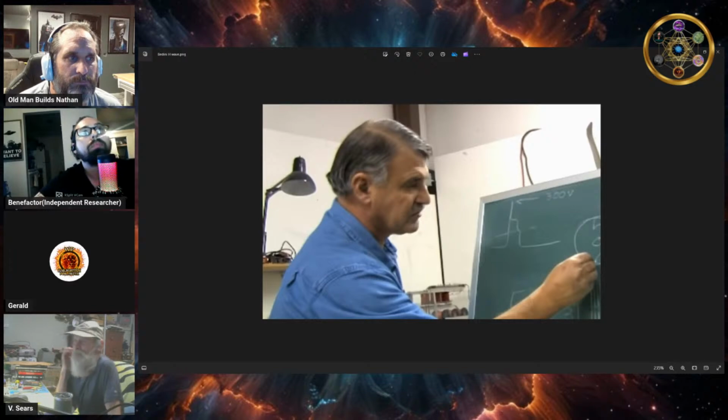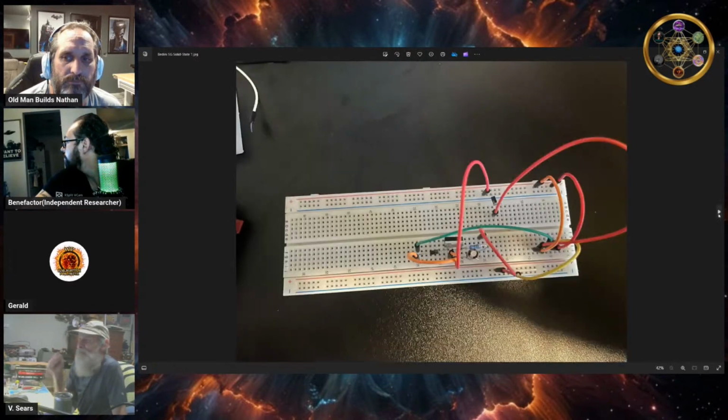Is there a capacitor in your circuit? Yeah. You notice that spike on the screen there is 300 volts.